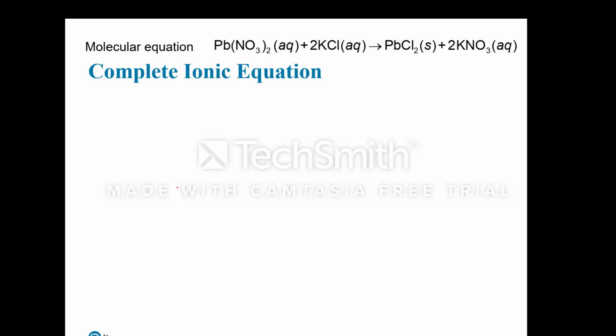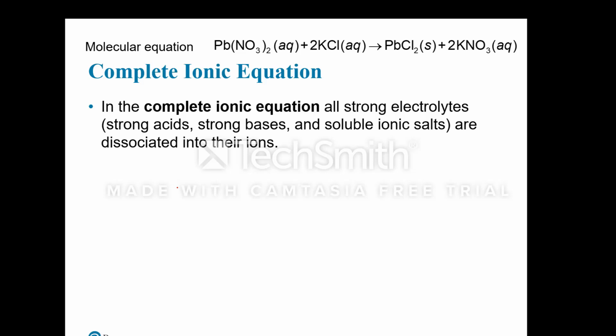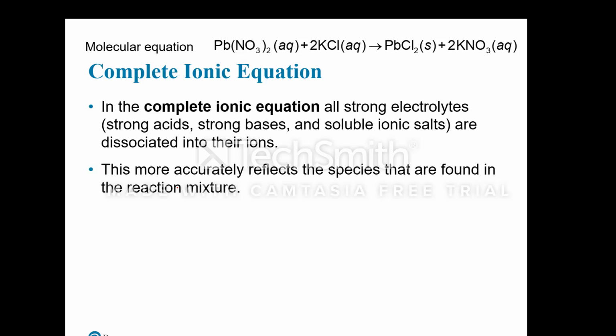There is an alternative way to write metathesis reactions, and this is to write what we call the complete ionic equation. To write a complete ionic equation, you write all strong electrolytes dissociated into their ions. Now, in the beginning of this lecture, we described what a strong electrolyte is, and that is a strong acid, strong base, and all of the soluble ionic salts. Why would we want to do this? Well, writing an equation this way more accurately reflects the species that are found in the reaction mixture.